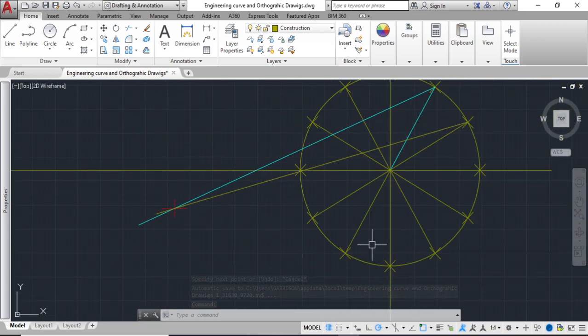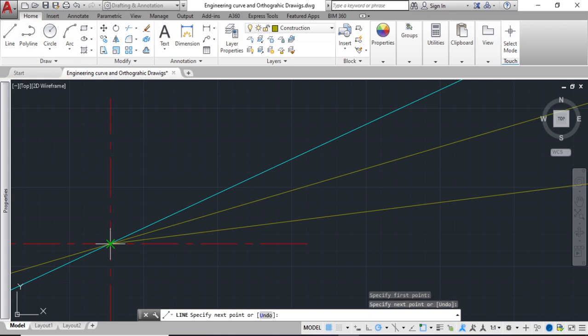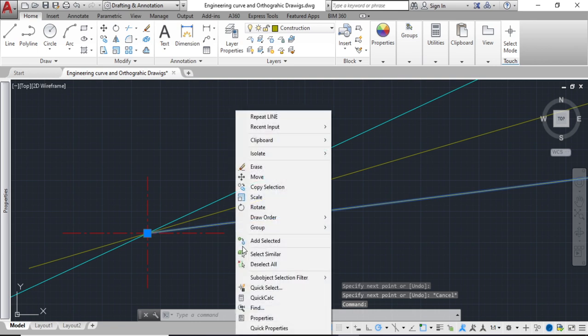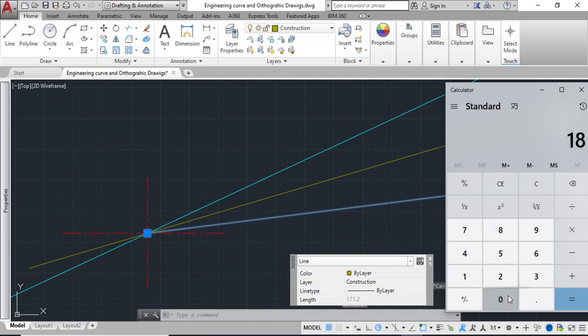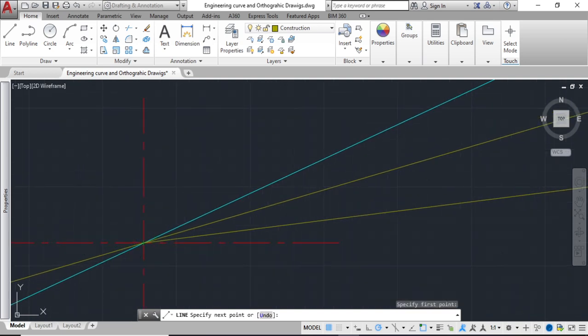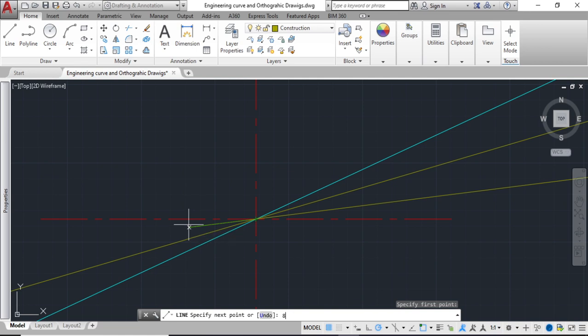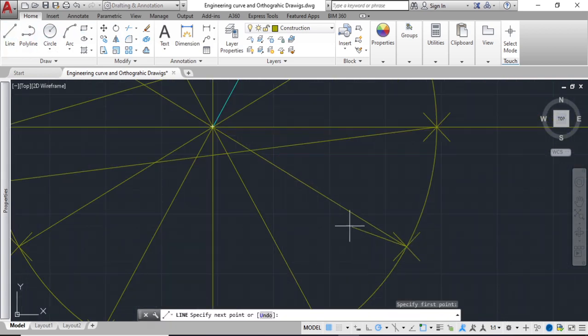So the same thing you do for all of them coming around now. So from this one exactly to the point, right? Then find what length of that is. It is properties. It is 171.2. 180 minus 171.2 is equal to 8.8. So we add 8.8 to that one. 8.8, enter. We got that point. So we continue doing the same thing all the way around. Connect it to C.